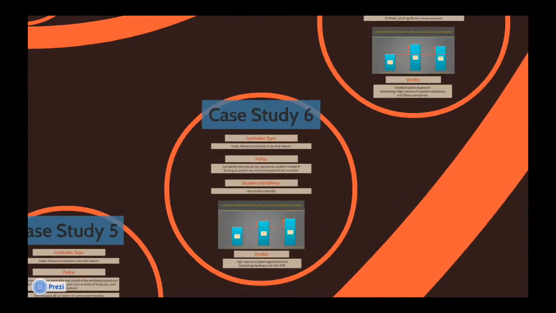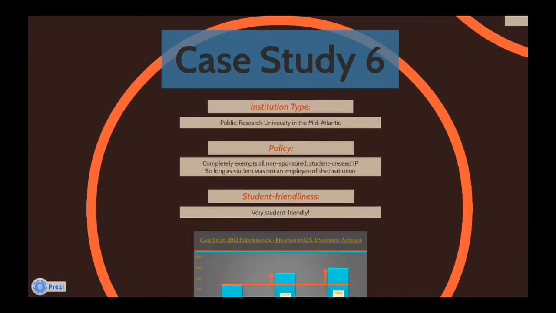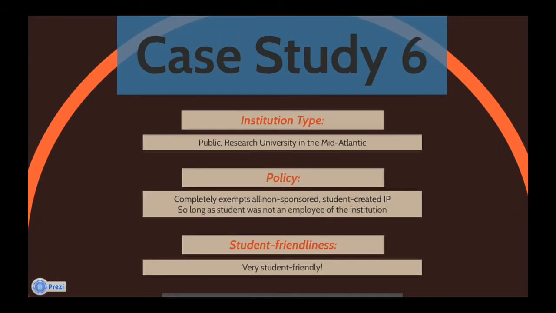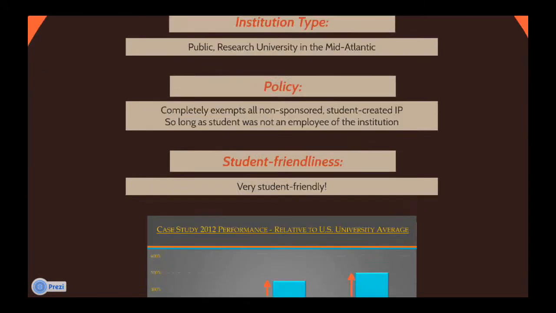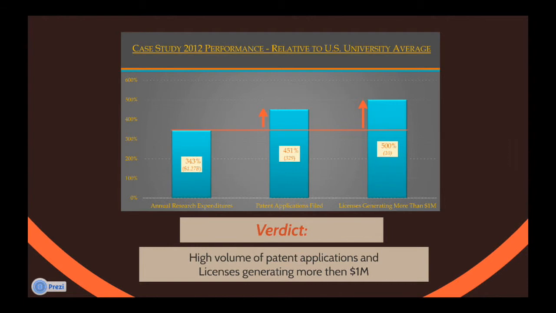Our sixth case study is a public polytechnic university in the Southeast. This school's policy completely exempts all non-sponsored, student-created IP, so long as during its creation the student was not functioning as an employee of the institution. Compared to similar institutions, this university reported an extremely high volume of both patent applications filed and licenses generating more than $1 million, a key indicator of research quality.